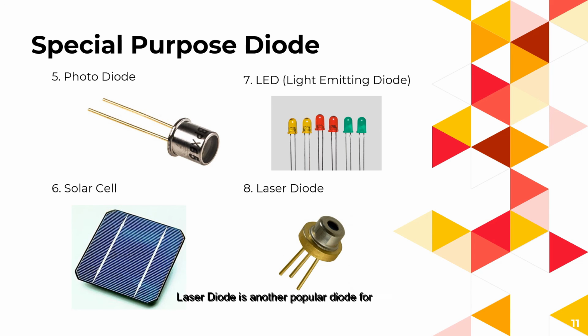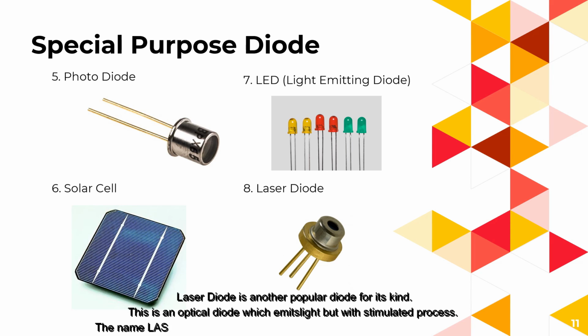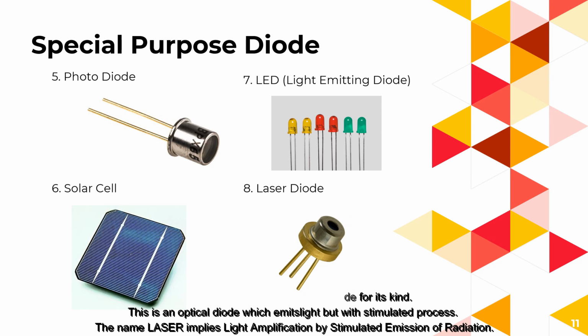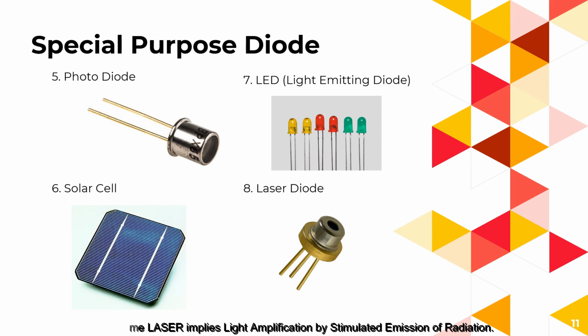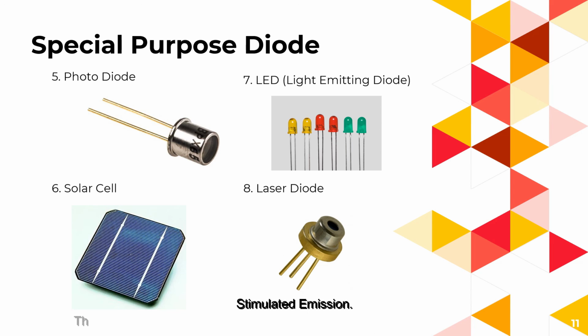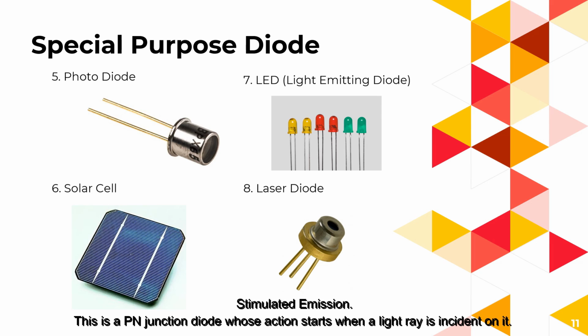Laser. Laser diode is another popular diode of its kind. This is an optical diode which emits light but with a stimulated process. The name laser implies light amplification by stimulated emission of radiation. Stimulated emission. This is a p-n junction diode whose action starts when a light ray is incident on it.